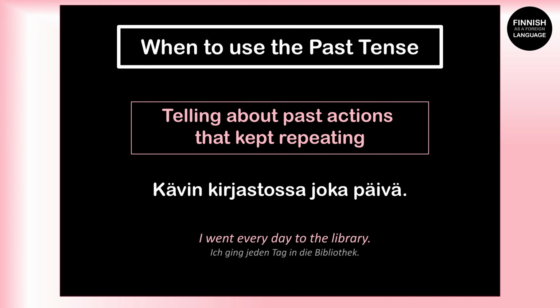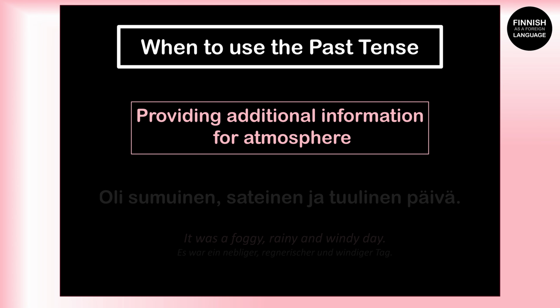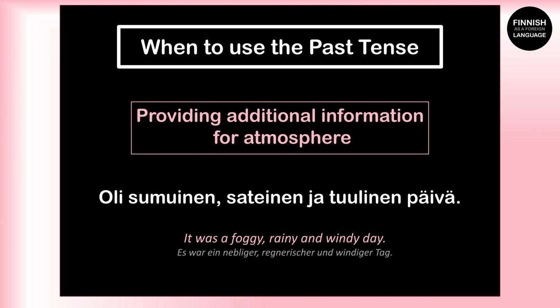And the next situation where we use the past tense is also when we want to provide additional information for building up an atmosphere. For example, oli sumuinen, sateinen ja tuulinen päivä. It was a foggy, rainy and windy day. Oli here is the past tense of the verb olla, which means to be. Sumuinen means foggy. Sateinen means rainy and tuulinen means windy.